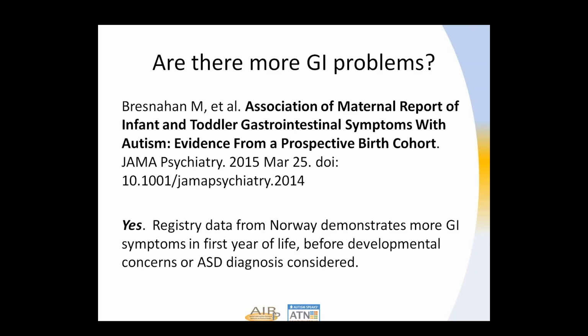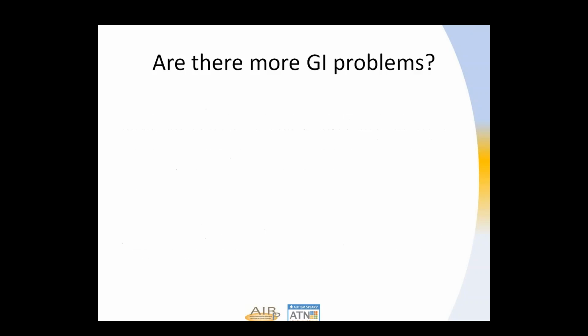And what they found was in that first year of life, before the parents had any concerns about a developmental problem or autism, these families were reporting more GI symptoms with more difficulties feeding, children having more problems with constipation or diarrhea and other symptoms. So we are seeming to see that there is truly more of a GI problem in people with autism. Next slide.